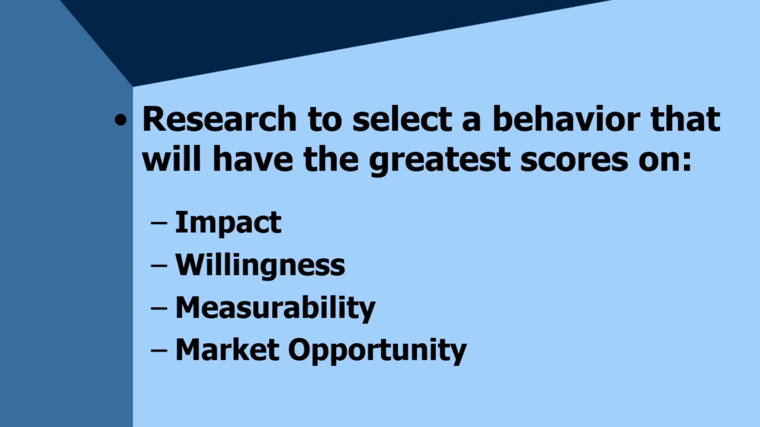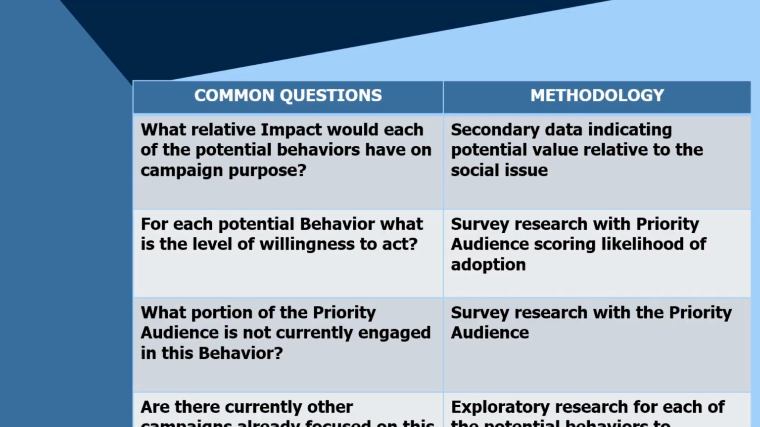And for step 4, selecting a behavior, we will be inspired by research to select that behavior that will have the greatest score on impact, willingness, measurability, and market opportunity. Common questions to select that behavior include things like, what relative impact would each of the potential behaviors have on a campaign purpose? Secondary data indicating potential value relative to the social issue.